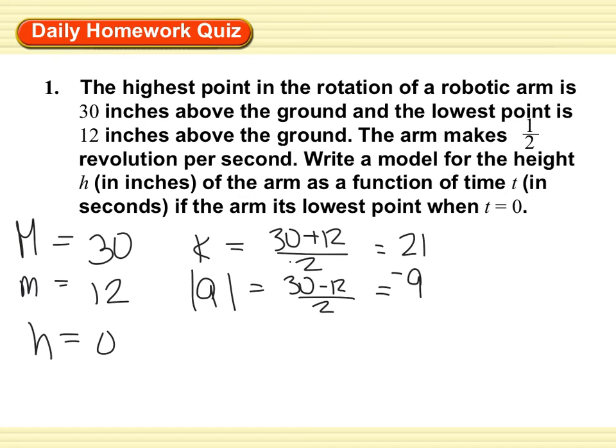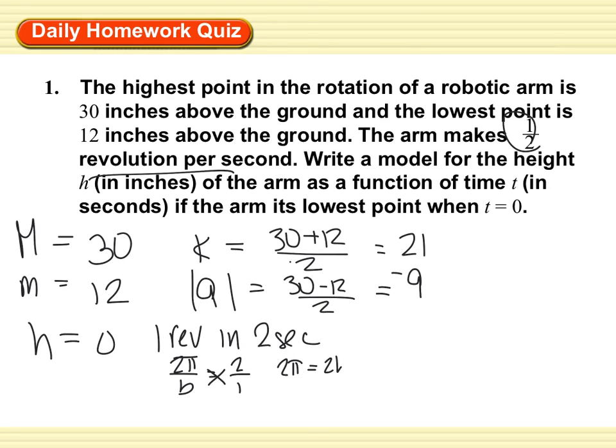So I still need the period. The arm makes a half a revolution per second. So 1/2 a revolution per second means I would have 1 revolution in 2 seconds. So my period is 2 pi over b equals 2 seconds. Cross multiply, 2 pi equals 2b, b equals pi. So my equation is going to be h equals -9 cosine pi t plus 21.